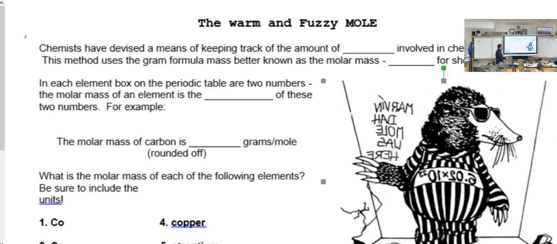All right, so let's talk about the warm and fuzzy mole. Not the one on my back. That joke never ever gets old. I don't know why. All right. I've taught for 15 years, like 300 times. Everyone laughs. Yeah, that's exactly right. Anyway, moving on.